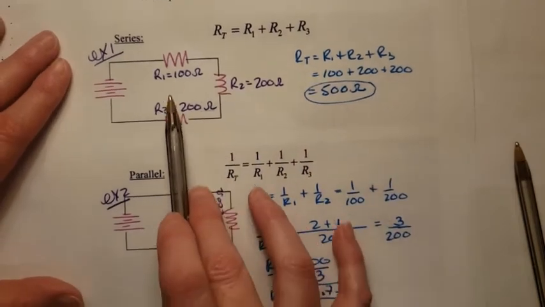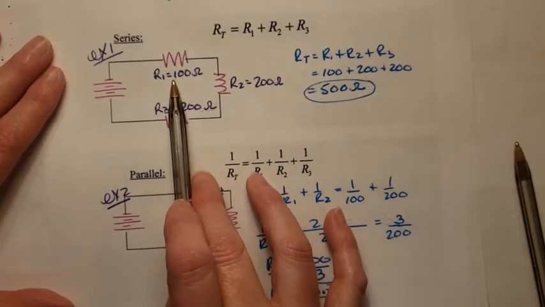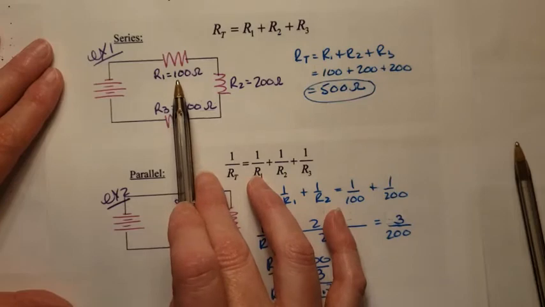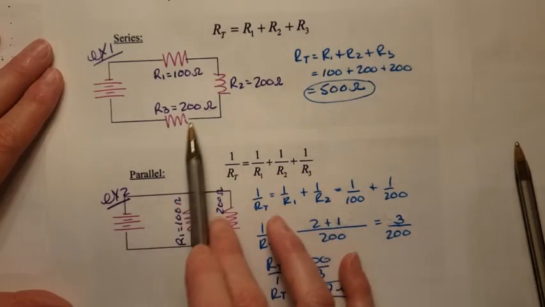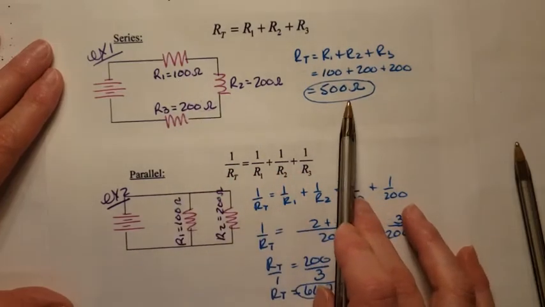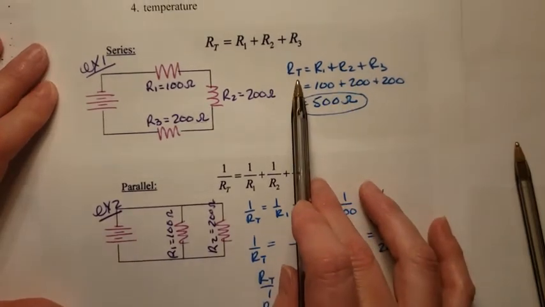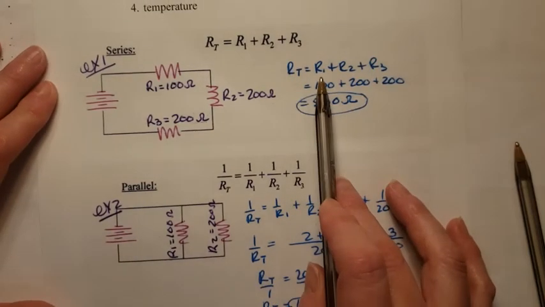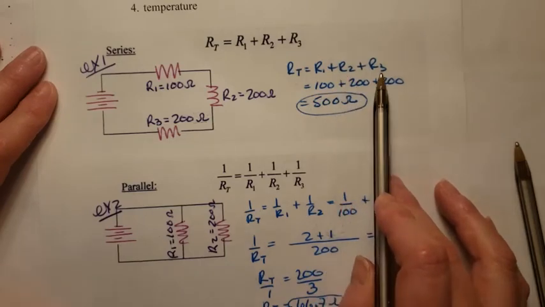So in this example here, if I wanted the total resistance in the circuit, I would just add 100 plus 200 plus 200, and that would give me 500. So in a series circuit, the formula is simply R total is equal to R1 plus R2 plus R3.